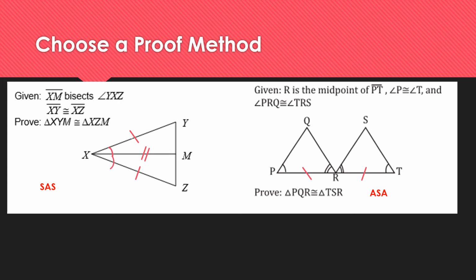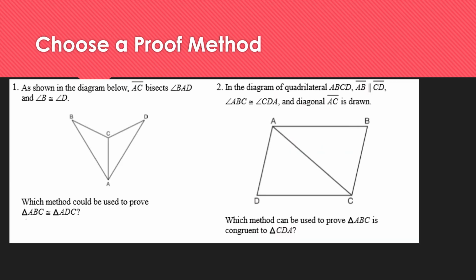So I have two angles and a side in between. That's where I got angle, side, angle. Once your diagram is labeled, you should be getting better at determining which proof method it is. In the next example, I'm told AC bisects angle BAD.